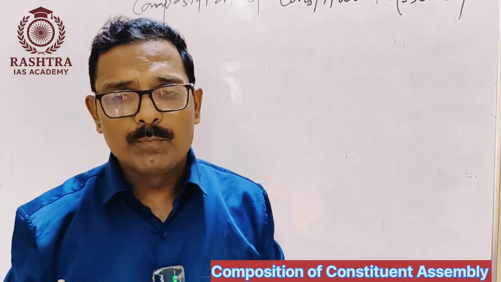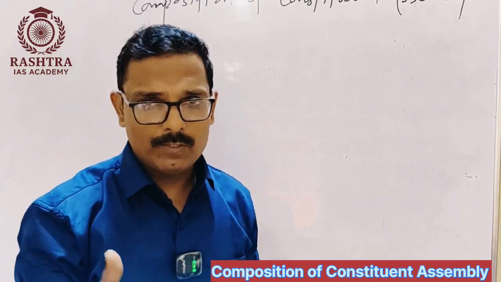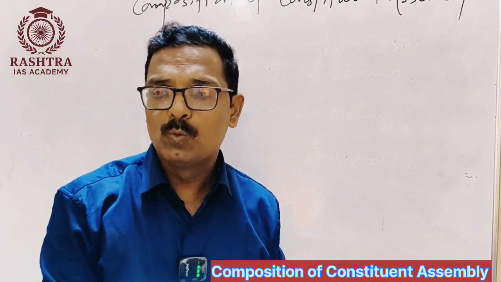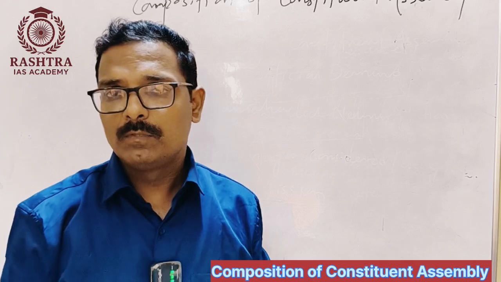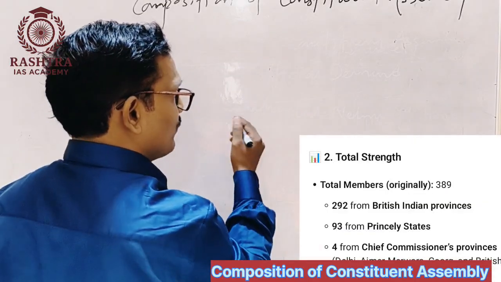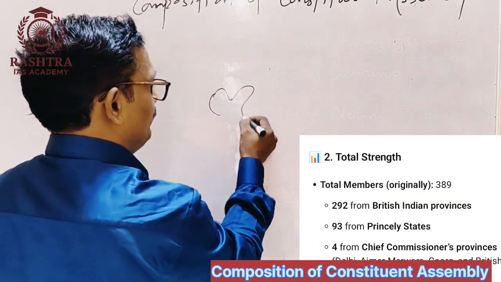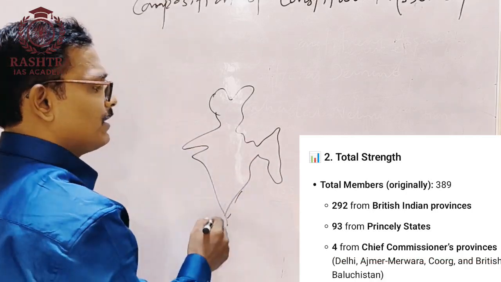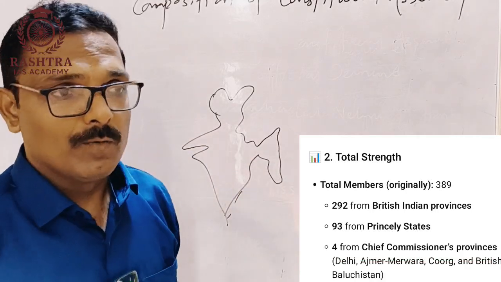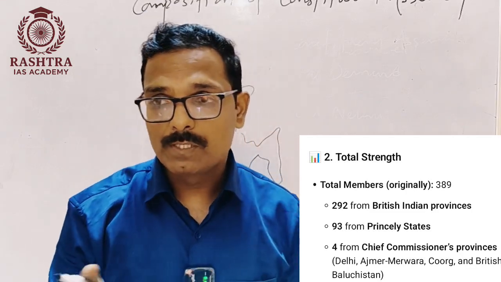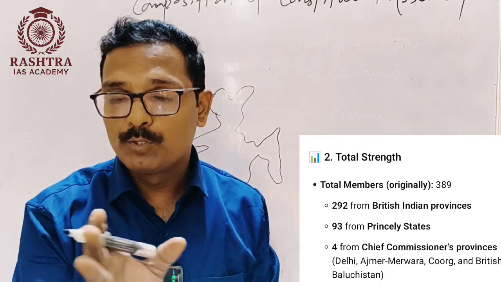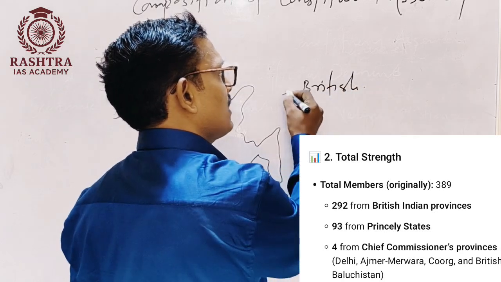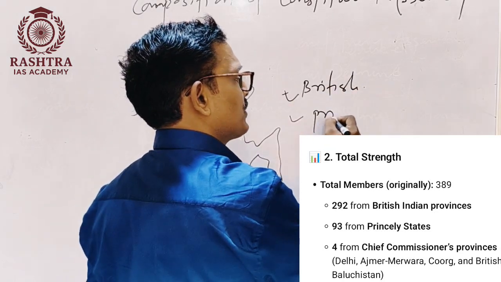The composition was started. India, as we know, was divided into two governing bodies at that time. First of all, we need to understand that some of the princely states of our country were also part of our nation then. So the composition had British provinces and another part, the princely states.